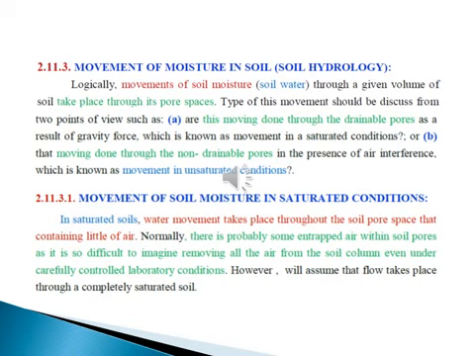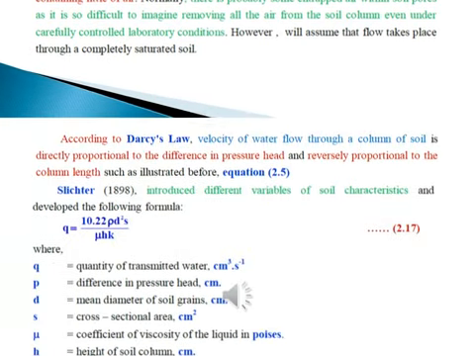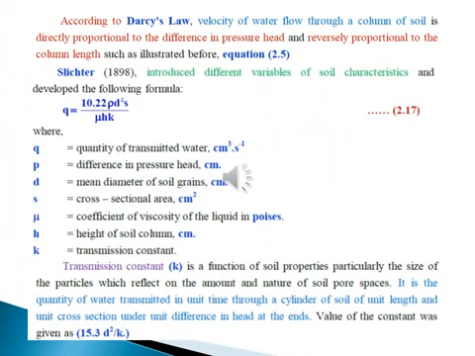In saturated soil, water movement takes place throughout the soil pore space that contains little air, because it is so difficult to imagine removing all the air from the soil column. Anyway, we'll assume that flow takes place through a completely saturated soil. According to Darcy's law, the velocity of water flow through a column of soil is directly proportional to the difference in pressure head and inversely proportional to the column length, as illustrated before.